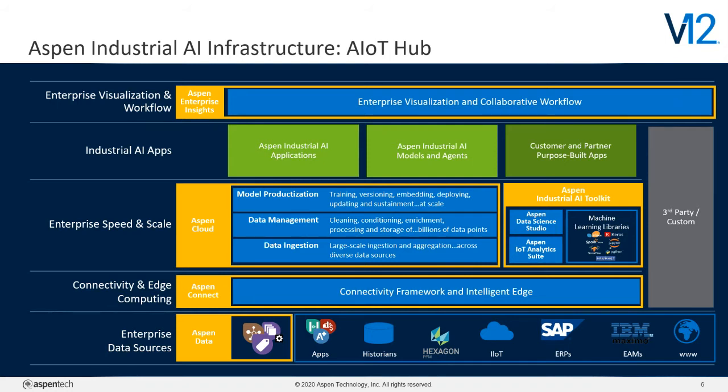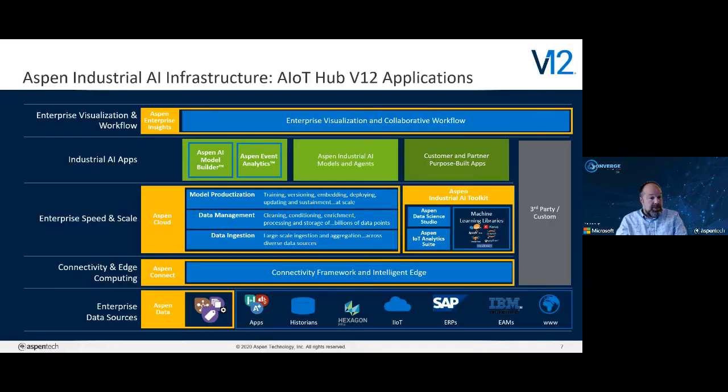And all of this, I think, is very, very exciting because in V12, we're actually releasing our first two products. We have the Aspen AI Model Builder, and we have our Aspen Event Analytics. And I think this is a true testament to this AIoT hub, whereas we just introduced it as a new business unit or a solutions group within the company. But right away in V12, we're actually delivering a few apps.